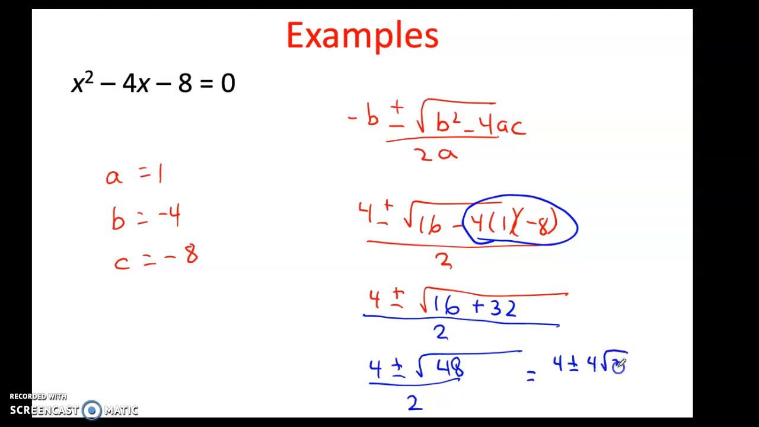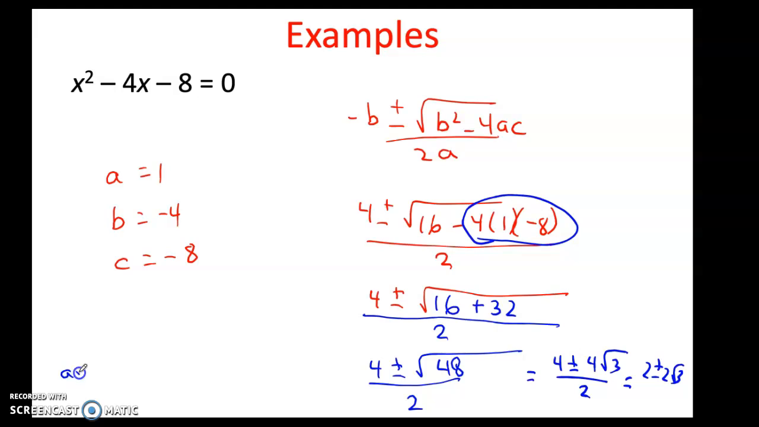So 4 root 3 over 2. Now, if you can divide all three of these by the same number, then you can, but only if it's all three. And you can divide all three by 2. So this is going to equal 2 plus or minus 2 root 3. So this really gives me two answers.